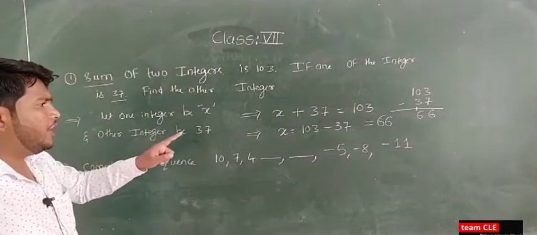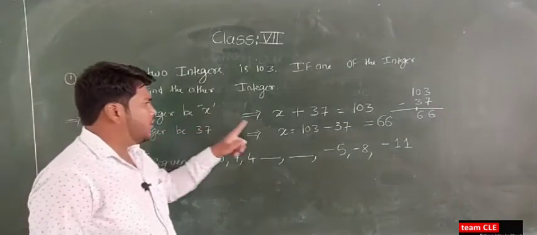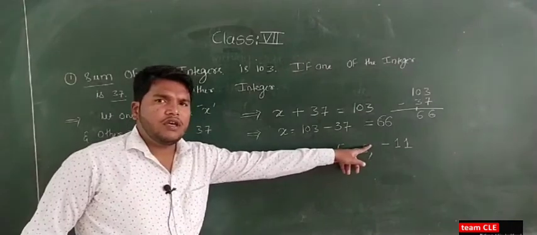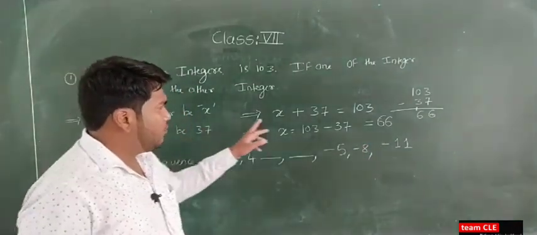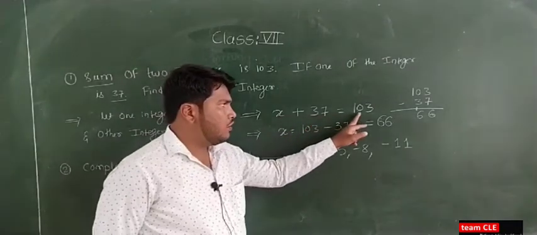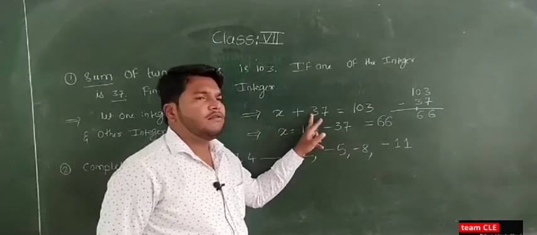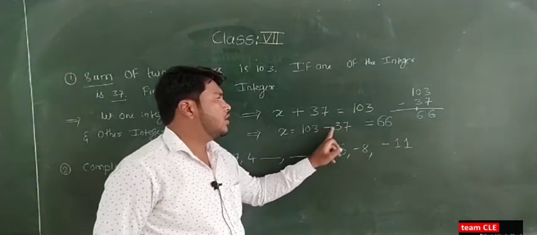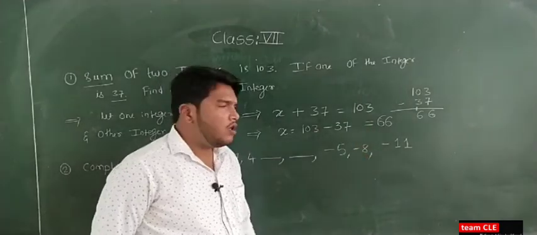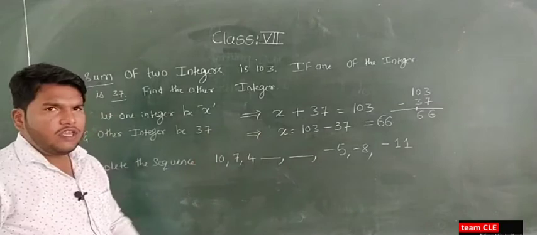So this is the one more integer we needed to find. So x is equal to 66. Just what we have to do is construct one equation: x plus 37 is equal to 103. X is equal to 103 as it is, and plus 37, when it goes to that side, becomes minus 37. So 103 minus 37 is equal to 66. So the other integer is 66.